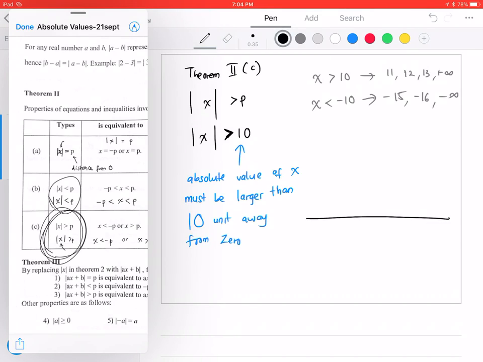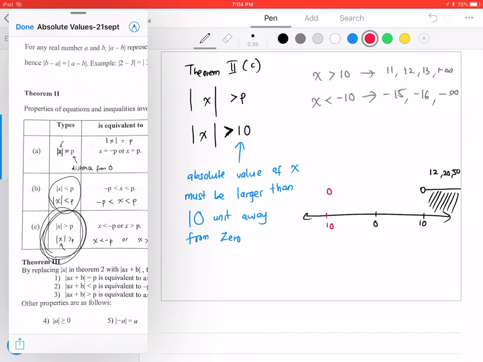So let's draw our real number line. There is my 0. So on this condition, we have our value of 10. So anything bigger than 10 will satisfy this expression. Anything bigger than 10: 12, 20, 50. And it also can be anything lesser than negative 10.